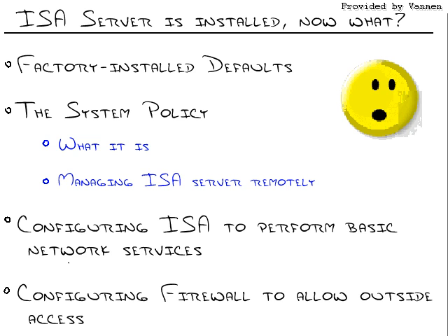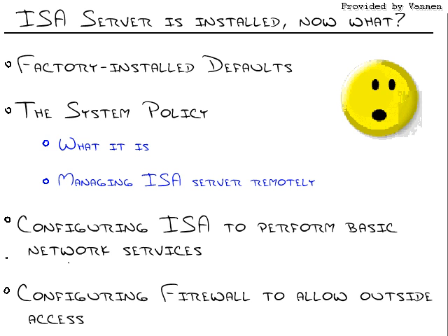So what I want to do is go through the factory installed defaults of ISA server, and talk about the system policy, which is where we're going to get into the capabilities of what the ISA server is able to do. So we'll go through what it is and how to manage the ISA server remotely, and even some more onto that to allow the ISA server to do some basic functions. From there, we're going to configure ISA to perform basic network services. So I guess I just grouped what I just said into that.